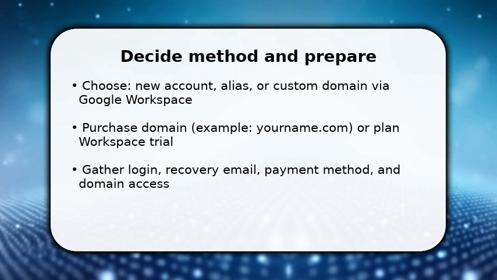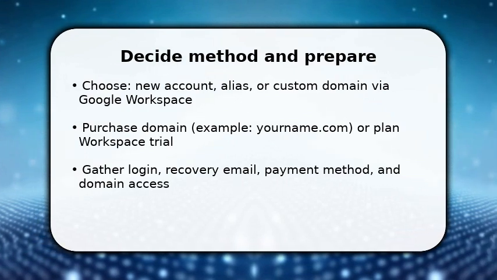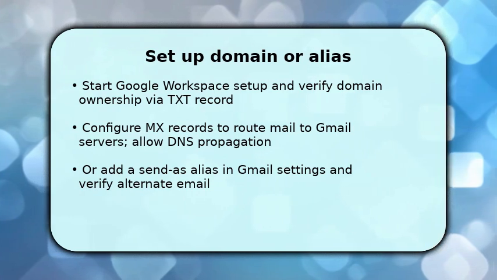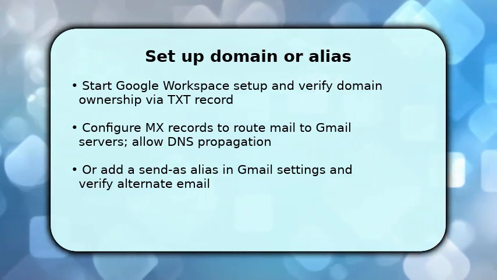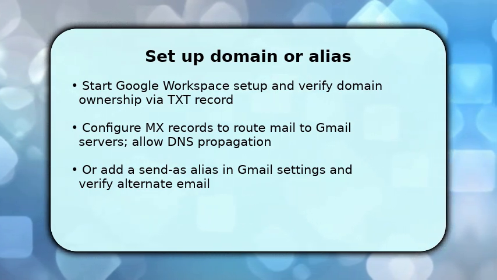Begin Google Workspace enrollment and follow verification steps. Add the TXT record your provider gives you, then wait for DNS propagation, which can take minutes to 48 hours. Once verified, set MX records exactly as Workspace specifies so mail flows to Google.